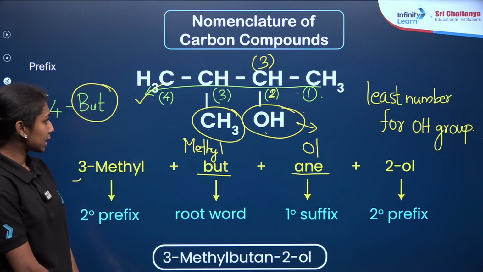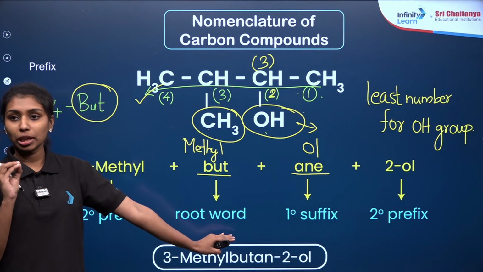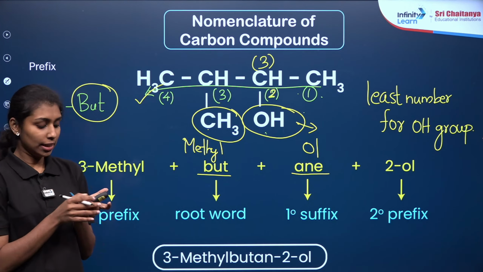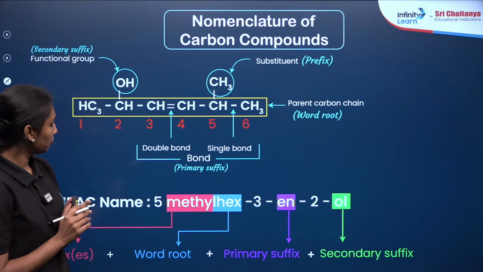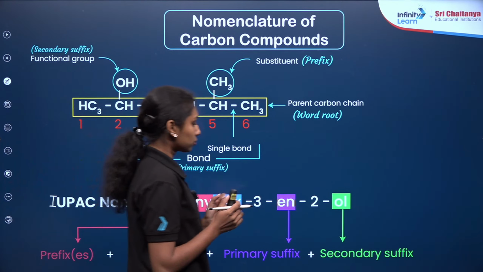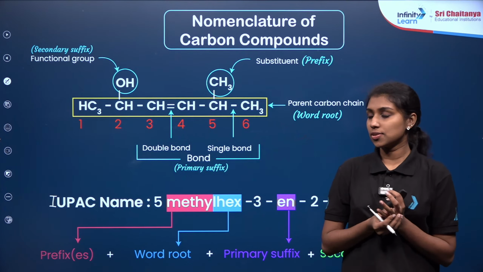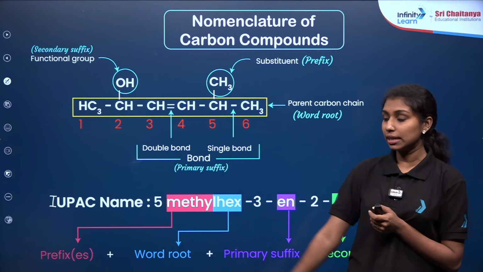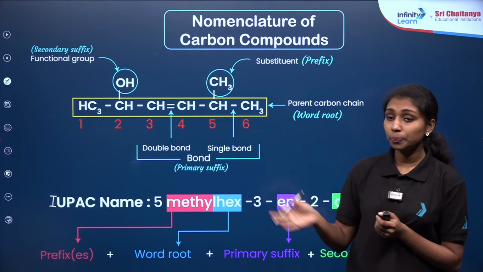Okay, I hope you understand this. So this is the method of naming a particular compound according to the IUPAC nomenclature. Let me give one more example. Just try to find out the IUPAC name of this compound, which is already given here. Just try by your side.